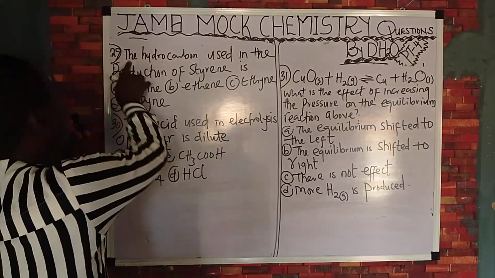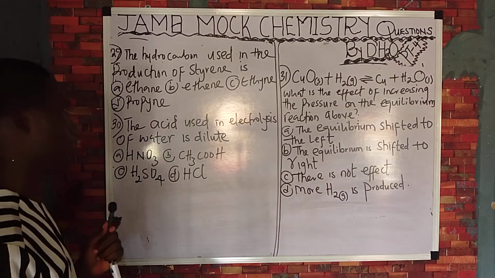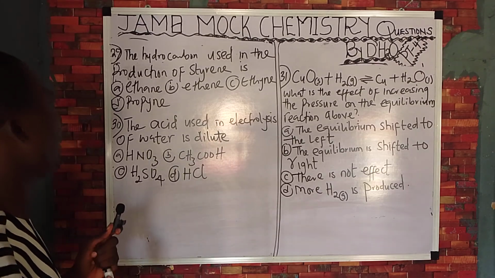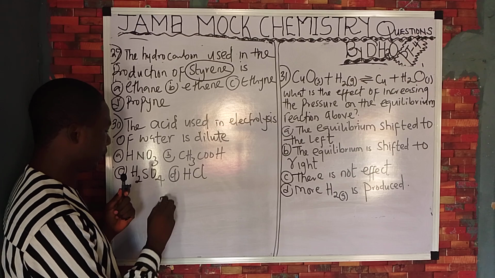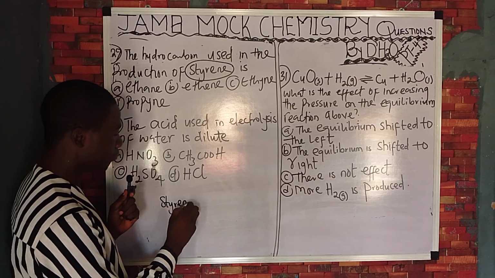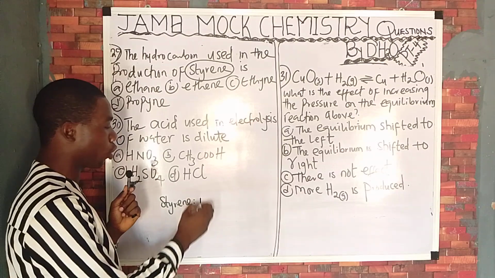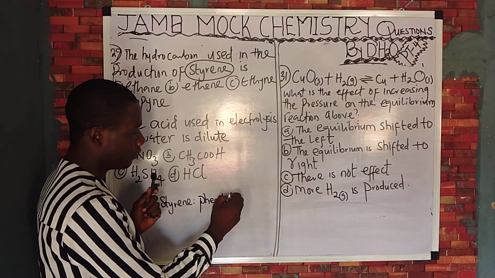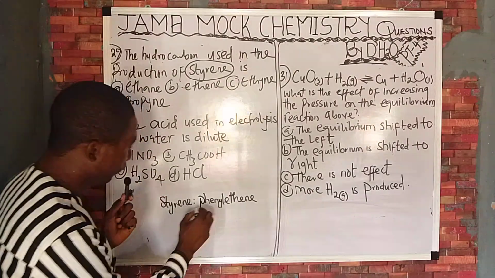Continue. The hydrocarbon used in the production of styrene is what? Now, let's talk about styrene. Okay, what is styrene? Can you get your pen and jot this down? Styrene is also called phenylethene.